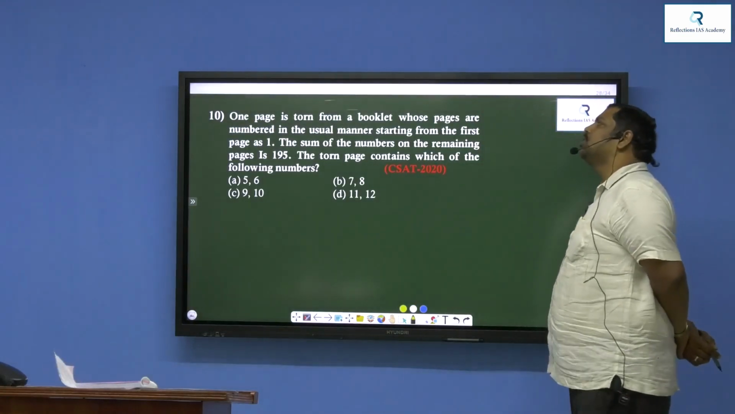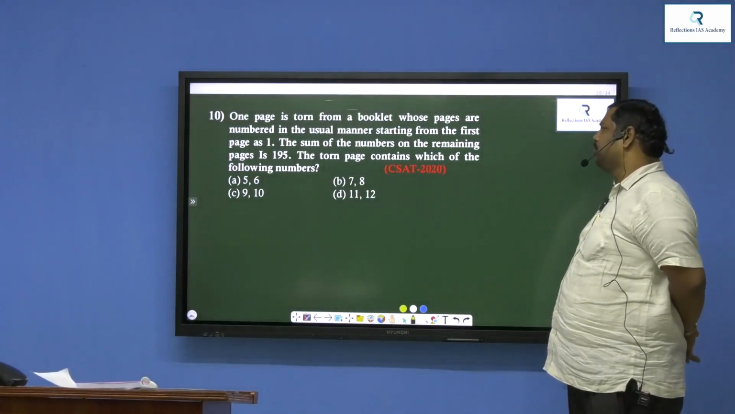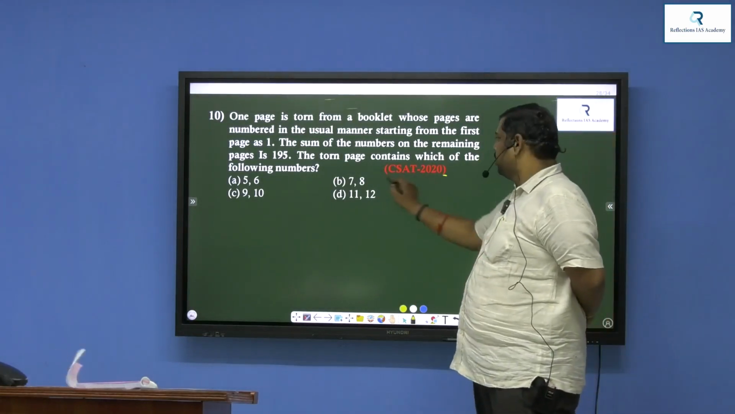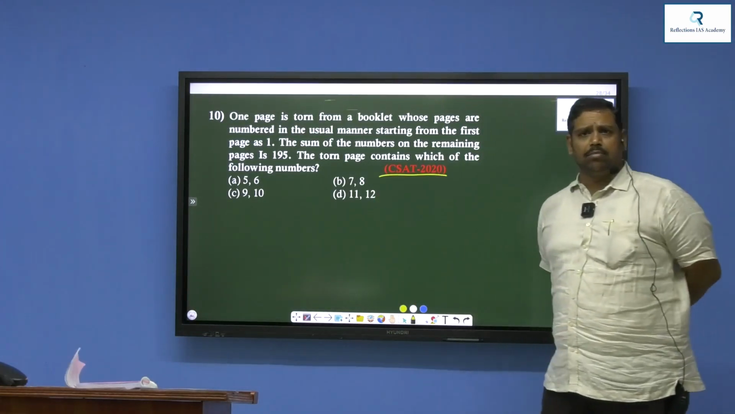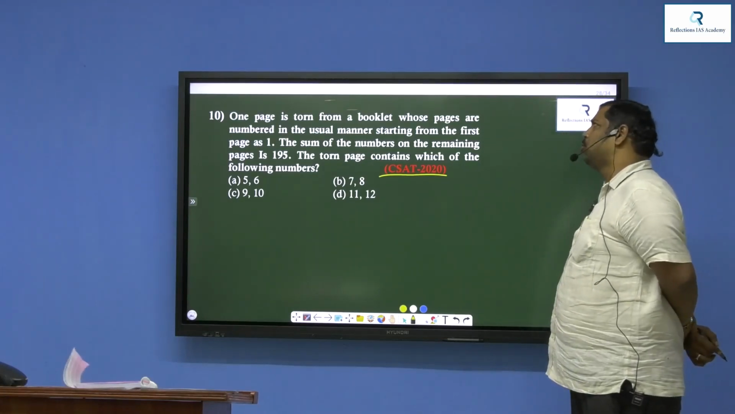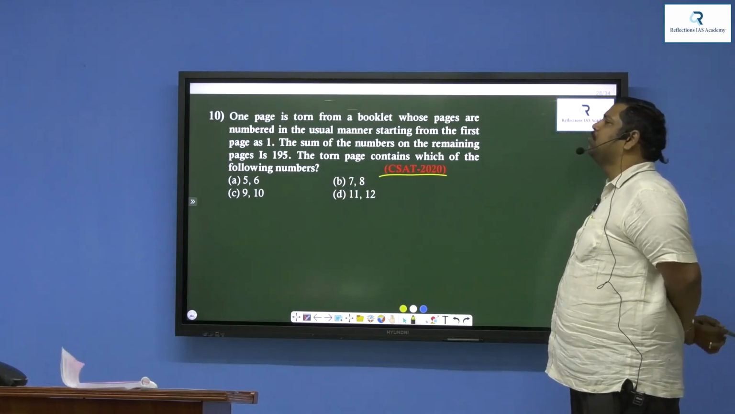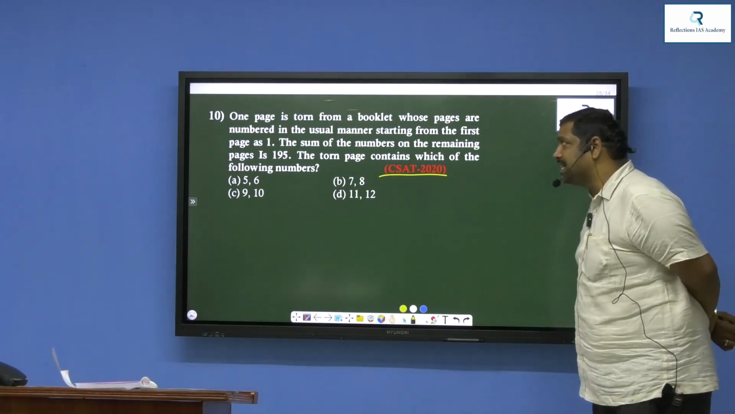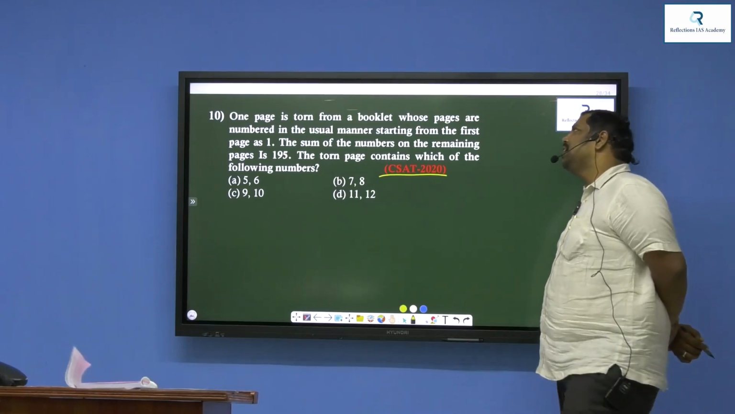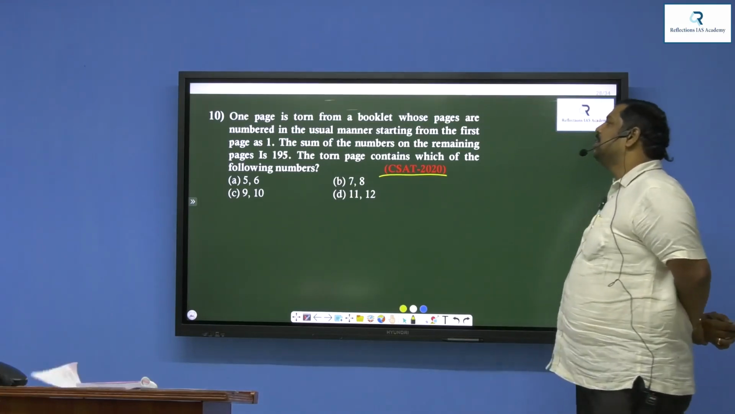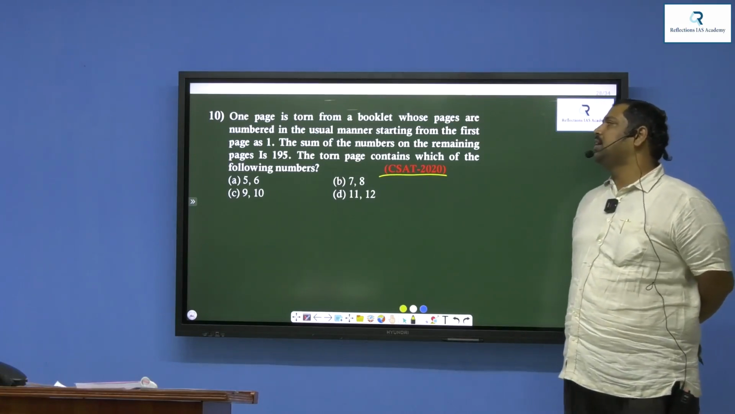One page is torn from a booklet. How many of you did this one? Good. CSAT 2020. Okay, I'll give the answer also at the end. Check your answers, okay? One page is torn from a booklet whose pages are numbered in the usual manner, starting from page 1. The sum of the numbers on the remaining pages is 195. The torn page contains which of the following numbers?